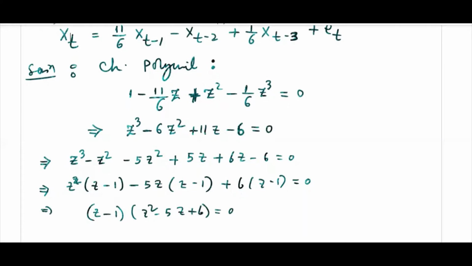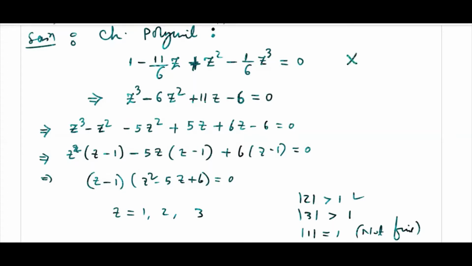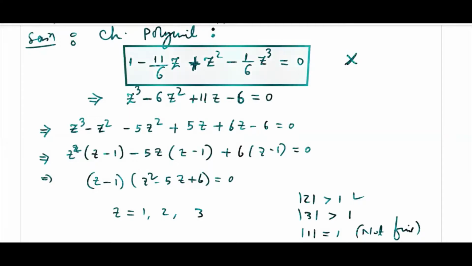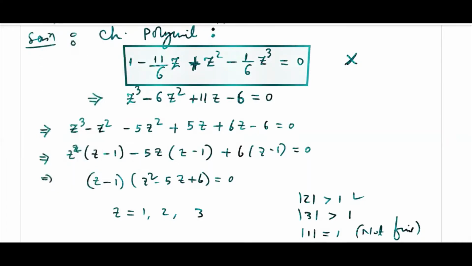Now that we know the roots are 1, 2, 3, this is not stationary. Mod 2 is greater than 1, that's fine. Mod 3 is greater than 1, that's fine. But mod 1 is equal to 1, this is not fine. This is on the boundary. So this is not stationary. We'll try to change it to a stationary series. That is possible if it's part of ARIMA. If there is an integrated effect, then we can change it to stationary.